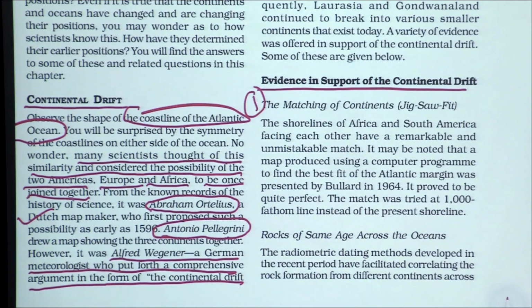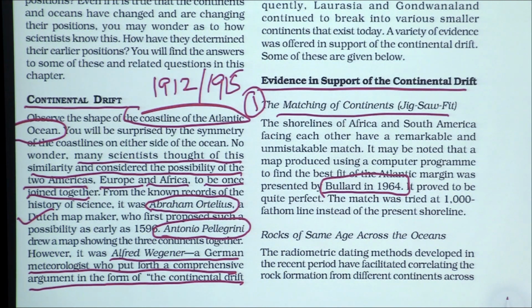continent drift theory. Number one, matching of the continents, that is called jigsaw fit, and it names Edward Bullard, because continent drift theory was a research paper published in 1912, and as a complete text it dates back to 1915. So the work of Alfred Wegener is from the beginning of the 20th century, and Bullard could give us this in 1964, so the second half of the 20th century. Then evidence number two talks about rocks of the same age across the ocean.